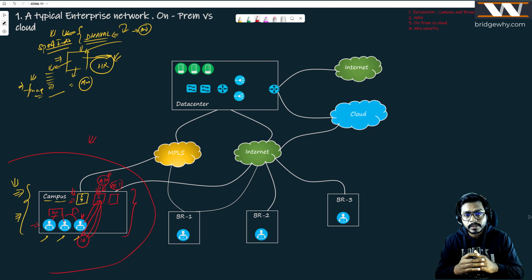By the way, guys, what we are doing here is, whatever we have learned till today, we are just combining all the information to build a network for an enterprise, and the enterprise name is sportsindia.com, which belongs to Mr. Dhaval Patel.